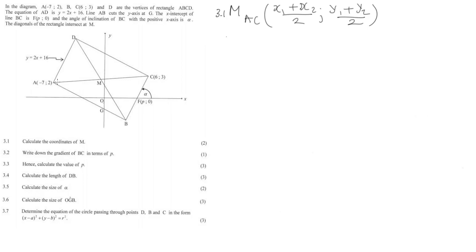So we're looking at this point now. Let's say M will be: you take minus 7 plus 6, which will be minus 1, divided by 2. Then 2 plus 3 will be 5, divided by 2. So that is the point M.